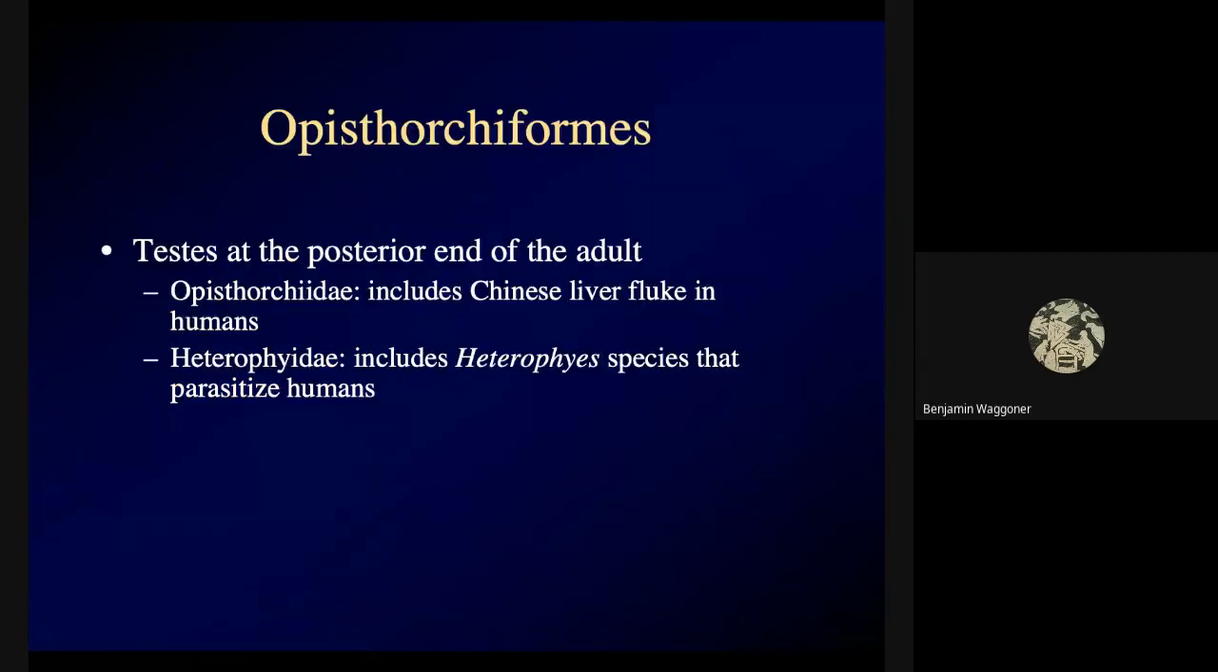Okay, this is going a little faster than I thought it would, but the Opisthorchiformes is that last group. Testes at the posterior end of the adult is what that means. Opistho means posterior. Opisthorchidae includes the Chinese liver fluke. And then Heterophyidae includes more species that can parasitize humans. So what the heck? Here's the Chinese liver fluke.